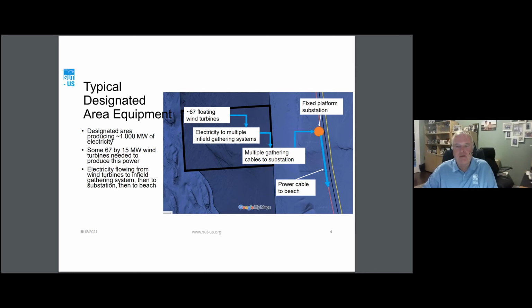And then we've got to get the energy, the electricity from the wind turbines to the fixed platform substation you see on the right, and then moving down. I'll explain why it's a fixed platform as we go forward.